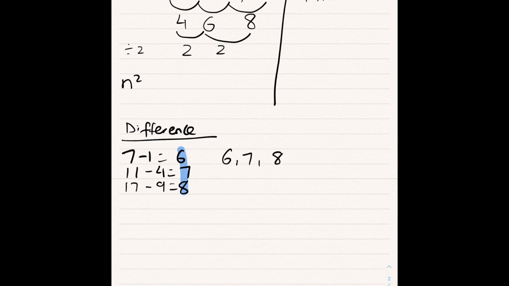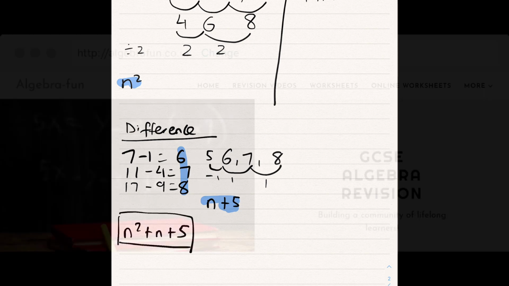We need to find the nth term of 6, 7, and 8, which we've done many times in the previous video and this video. So we find the difference, which is 1. In order to find what we add, we take away 1 from 6, which equals 5. So it will be n plus 5. And we combine these two nth terms together, which gives us n squared plus n plus 5. That will be the nth term for this question.